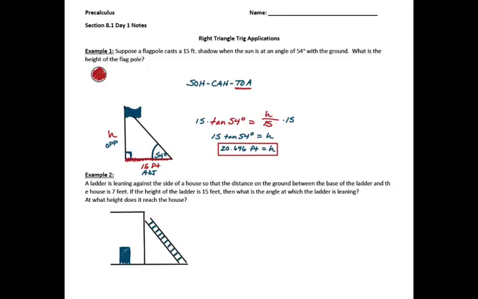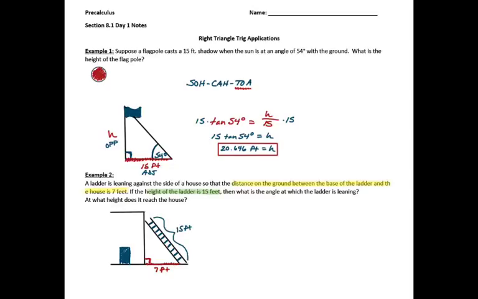Again, it's a really simple, really crude drawing, but it's really that triangle from the ladder to the building to the ground where we're going to be working and finding our information. So I'm going to go ahead and label some pieces that I was given. The distance on the ground between the base of the ladder and the house is 7 feet. So I'm going to draw that there.